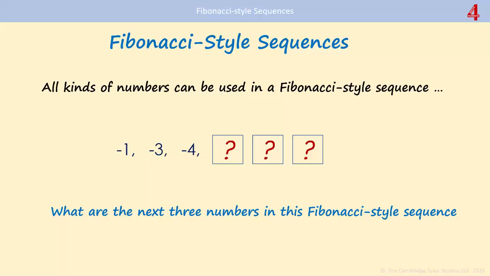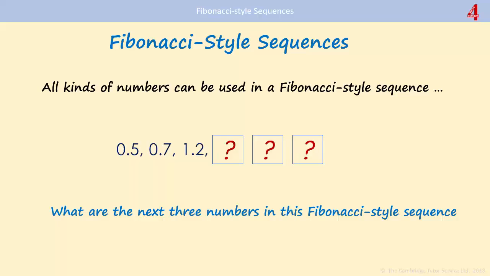All kinds of numbers can be used for a Fibonacci-style sequence. For example, here we have negative numbers. What are the next three numbers in this Fibonacci-style sequence? It's the same rule. We add the last two terms to make the next one. -3 add -4. Remember, that's the same as -3 take away 4. So -3 add -4 is -7. -4 add -7, that's -11, and -7 add -11, that's -18.